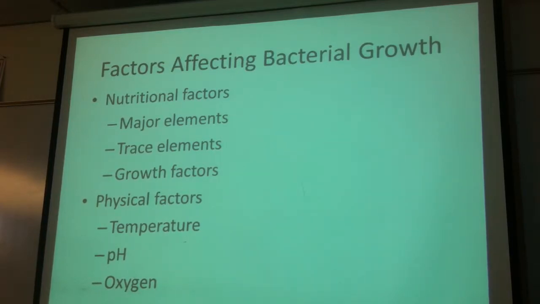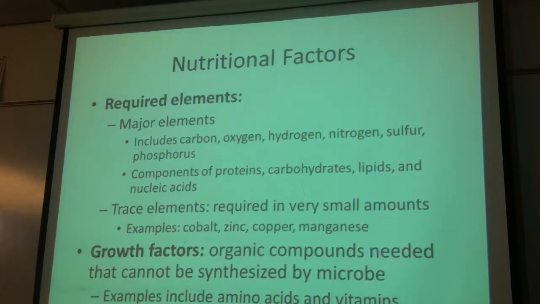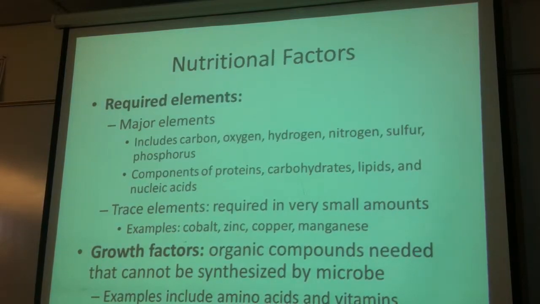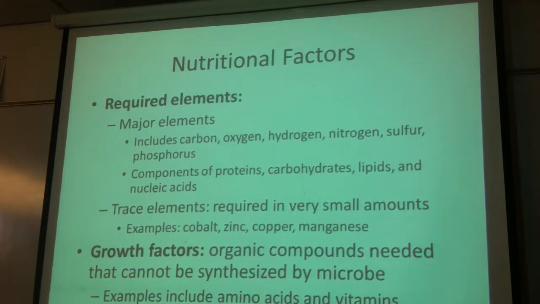So, with these nutritional factors, there are a number of different things that cells need, and they acquire them from multiple sources, which we'll talk about a little more. Okay, so major requirements. Everything needs carbon, oxygen, hydrogen, nitrogen, sulfur, phosphorus, the most common elements in life.